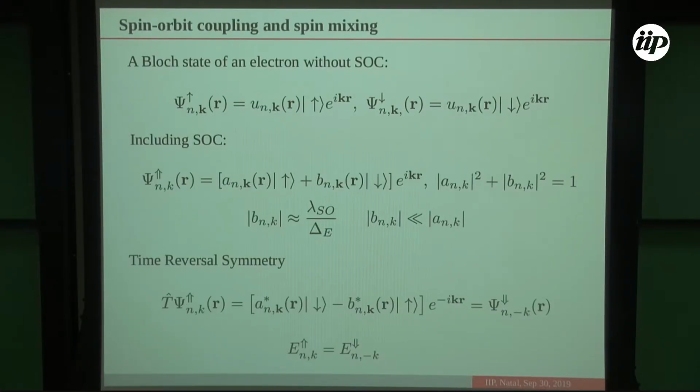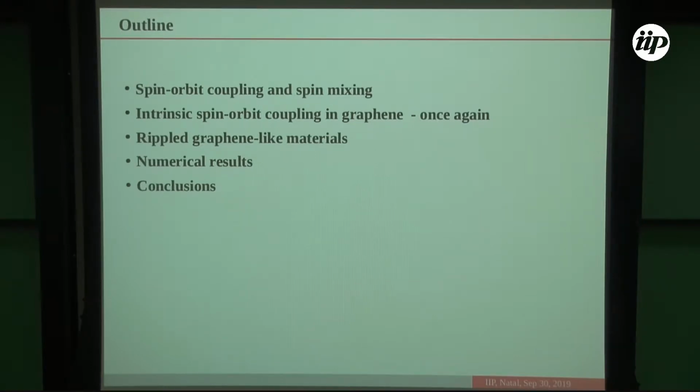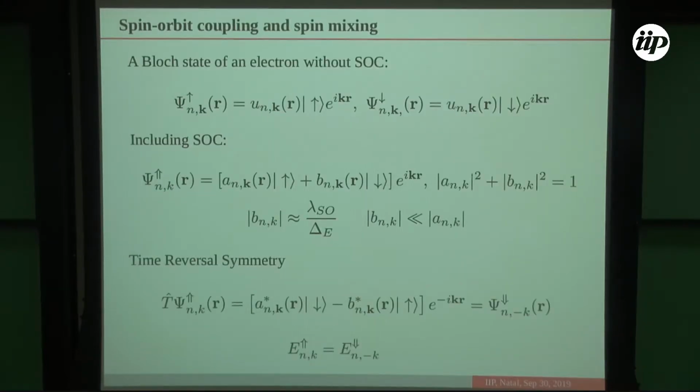At the beginning, I would like to say a few words as a recap of the spin orbit coupling and define the spin mixing parameter. Then I will talk about intrinsic spin orbit coupling in graphene once more. I will try to justify why it is important to redo this Hamiltonian. Then I will go to the rippled graphene-like materials and show numerical results, and then I will conclude.